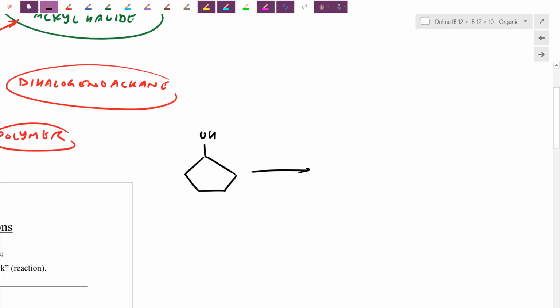I'm going to put it under acidified dichromate. I can write out the whole thing. I can say triangle means heat. Heat under distillation or reflux, doesn't really matter. All you need to say is, is this primary, secondary, tertiary? So the carbon that is involved with the functional group happens to have two other neighbors. This is a secondary carbon.